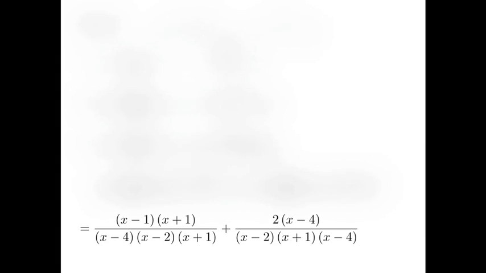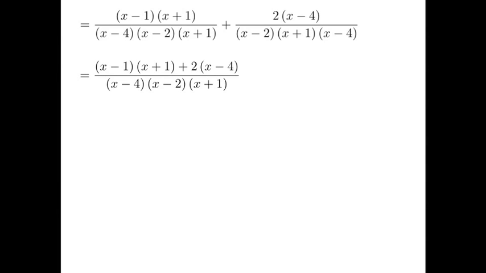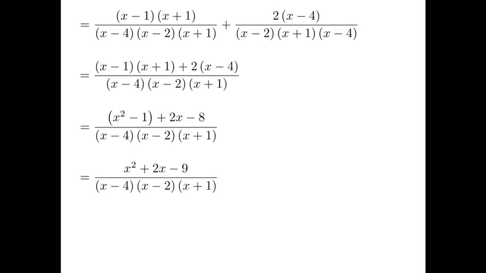Now, let's get some more room first. And now we're going to do our step where we put everything under one fraction. And now we must expand the numerator because we're not fully simplified yet. Expanding the numerator gives us x squared minus 1 plus 2x minus 8. And we can combine like terms to get x squared plus 2x minus 9 all over that common denominator.